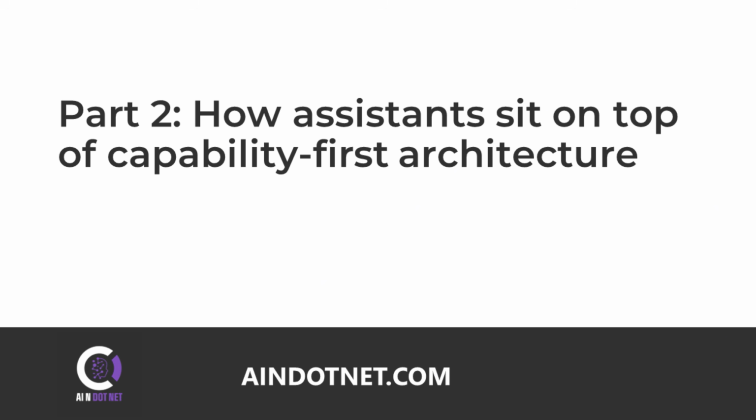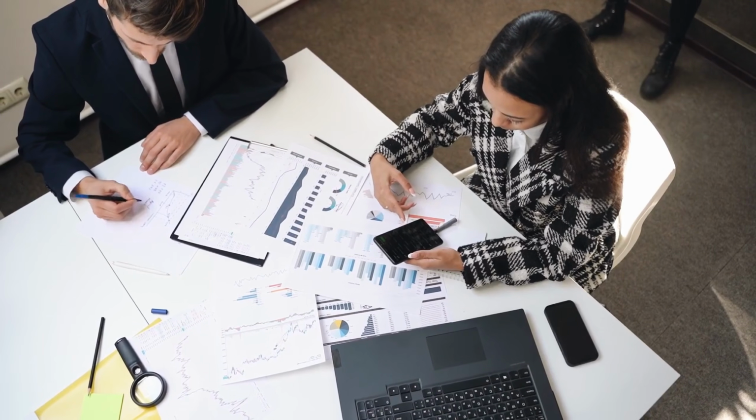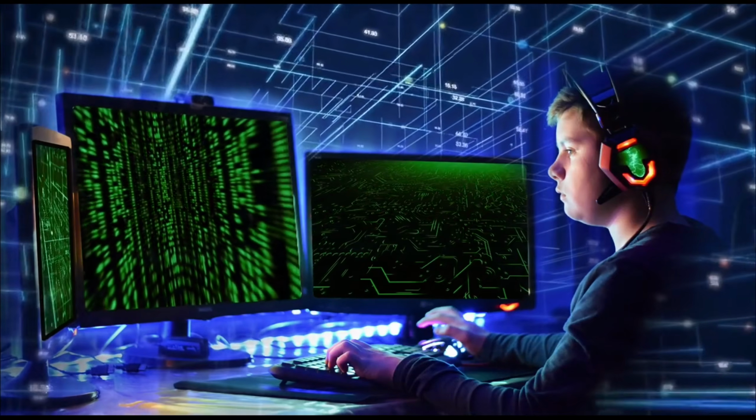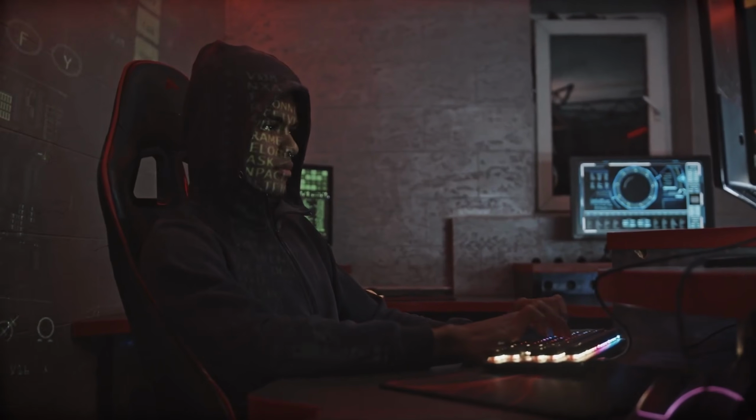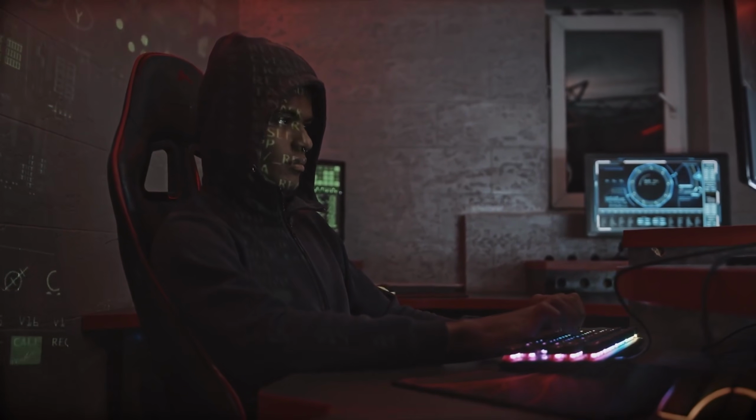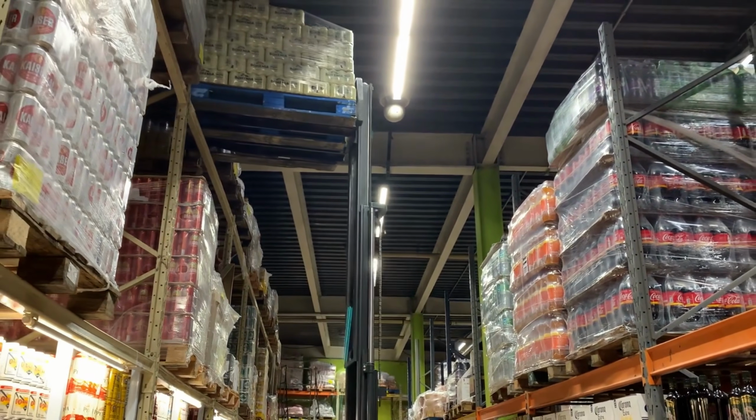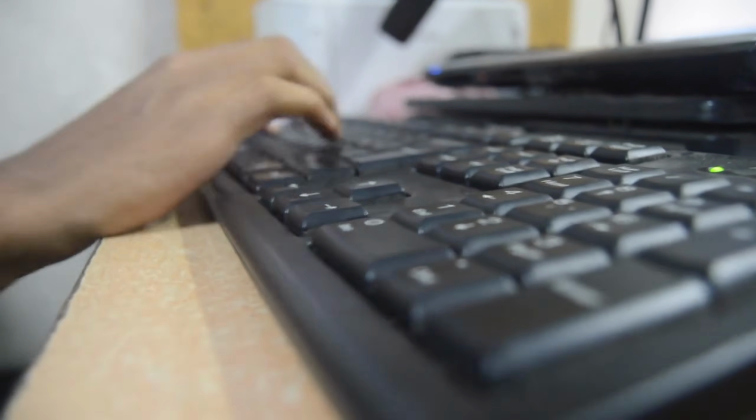Part 2. How assistants sit on top of capability-first architecture. Enterprise .NET systems already follow a capability-first pattern, whether teams label it that way or not. Capabilities exist as APIs, application services, domain modules, stored procedures, workflow engines. They have defined inputs, outputs, validation, logging, and authorization. A real AI assistant never bypasses those capabilities.